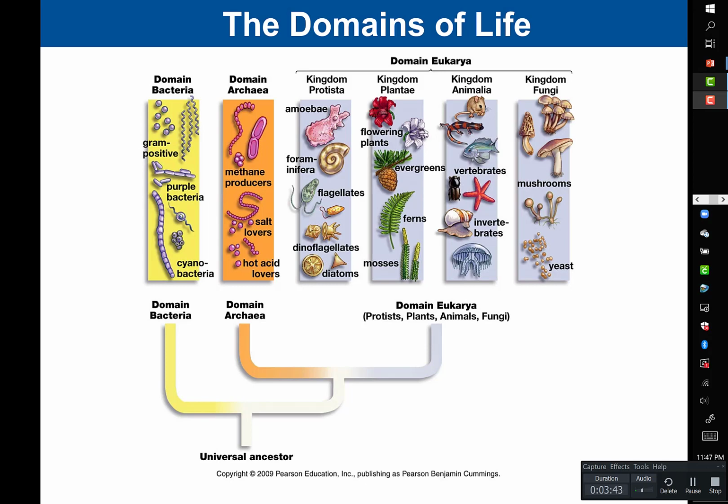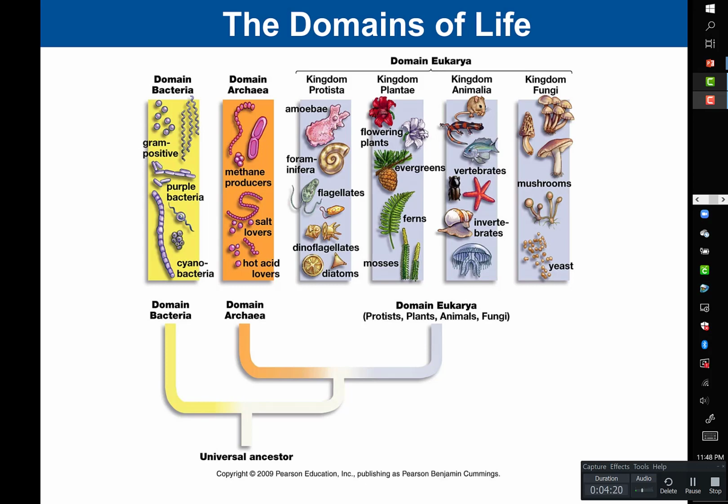Next, we come to domain Archaea. Domain Archaea, these typically are what we call extremophiles. Not always, but usually. If we say that they're an extremophile, that means they are an extreme lover. They live in environments that most other organisms can't tolerate. So we have our methane producers, we have salt lovers, so types of archaea that can grow on salt crystals, for example. We have our hot acid lovers. They're able to tolerate extreme environments.